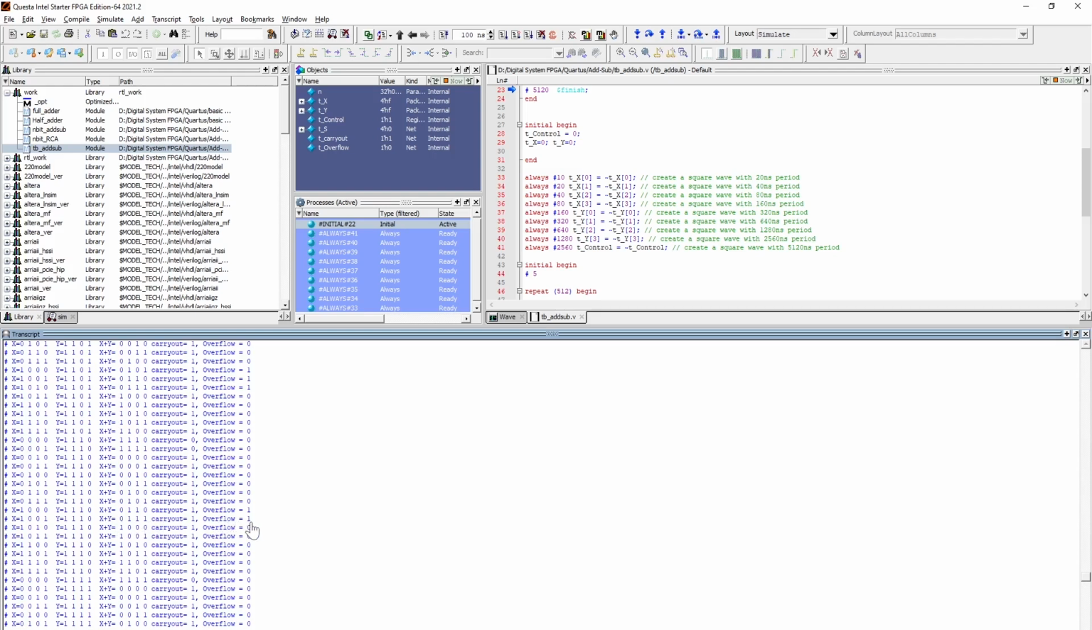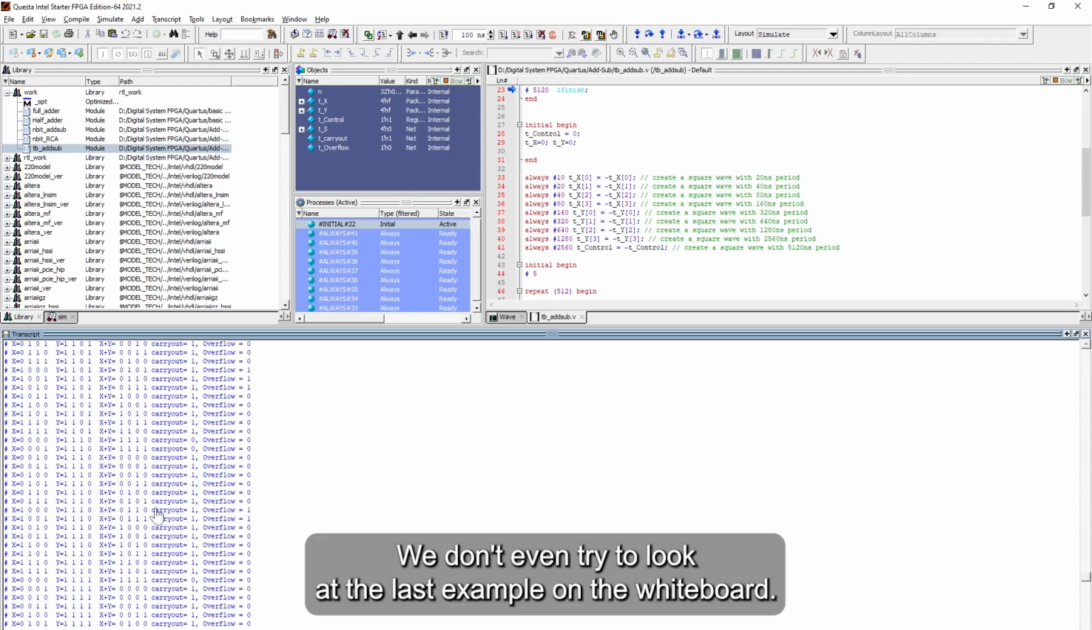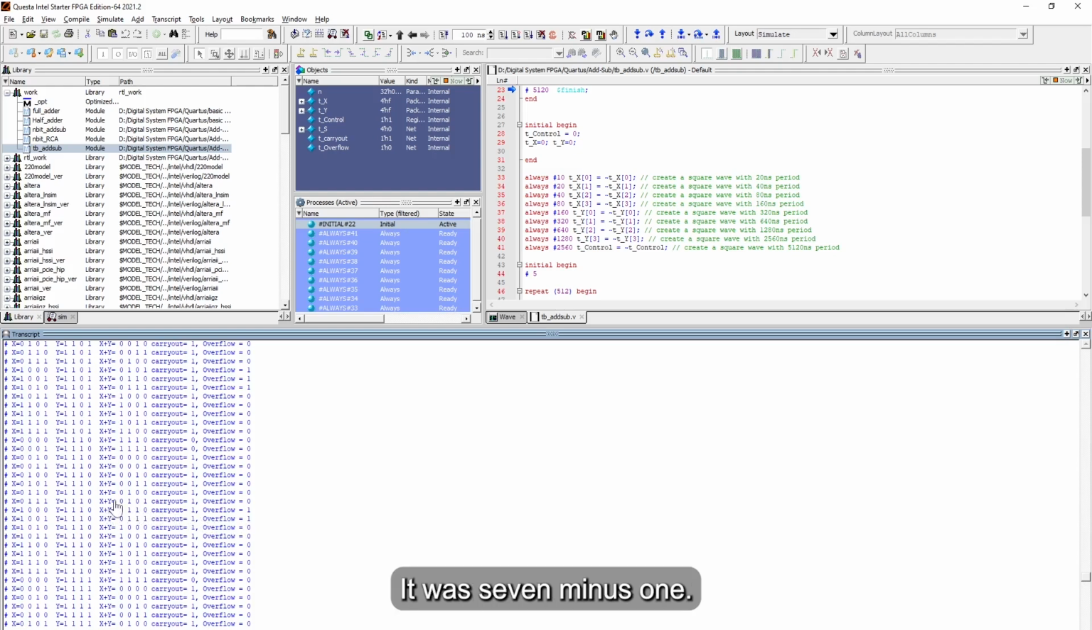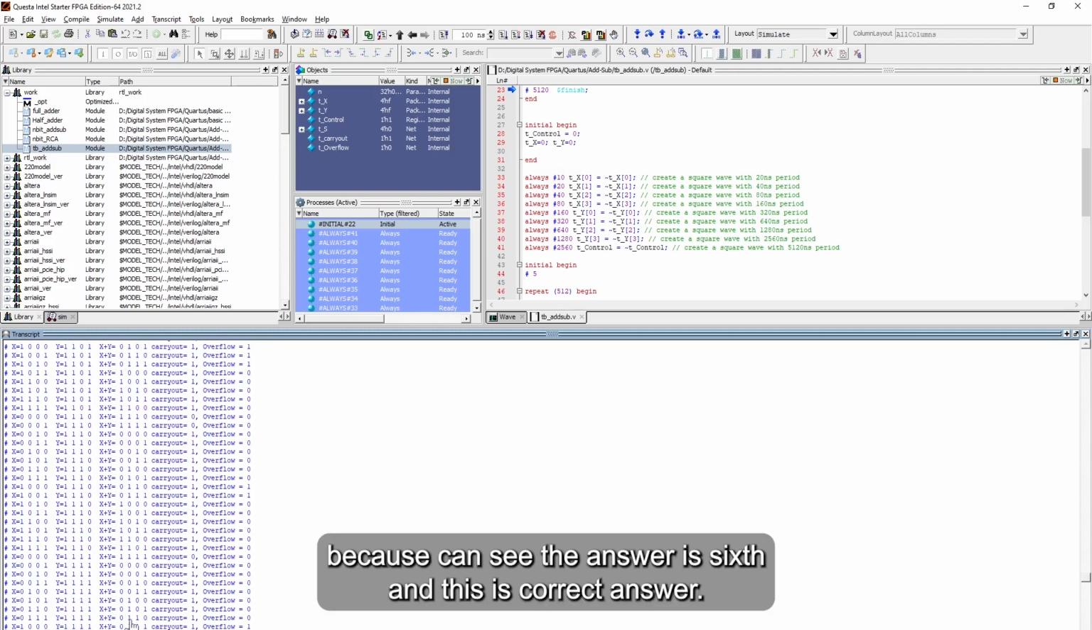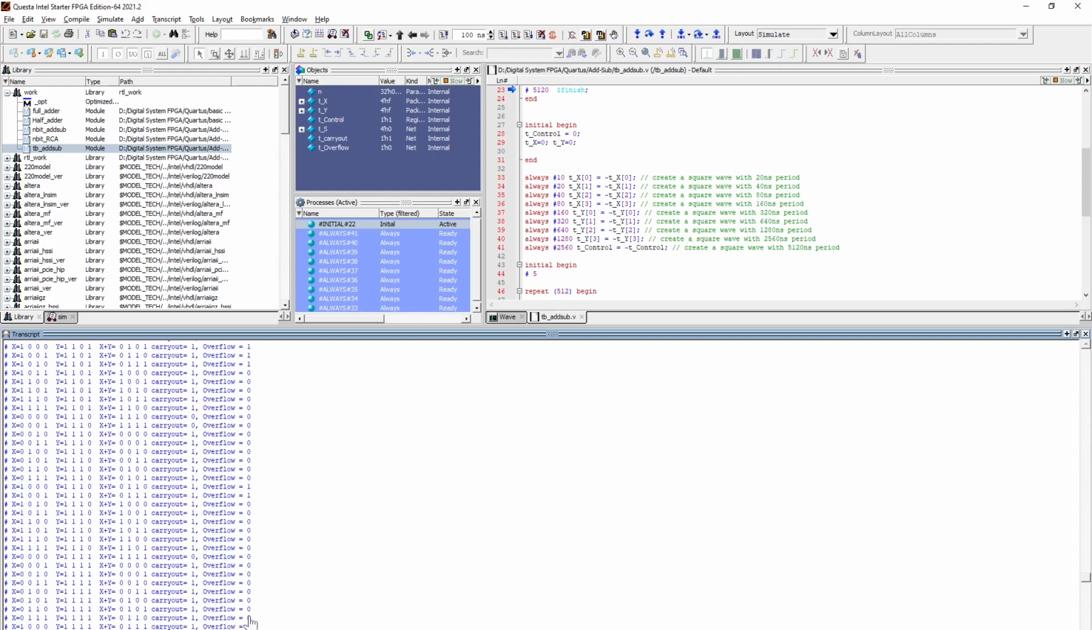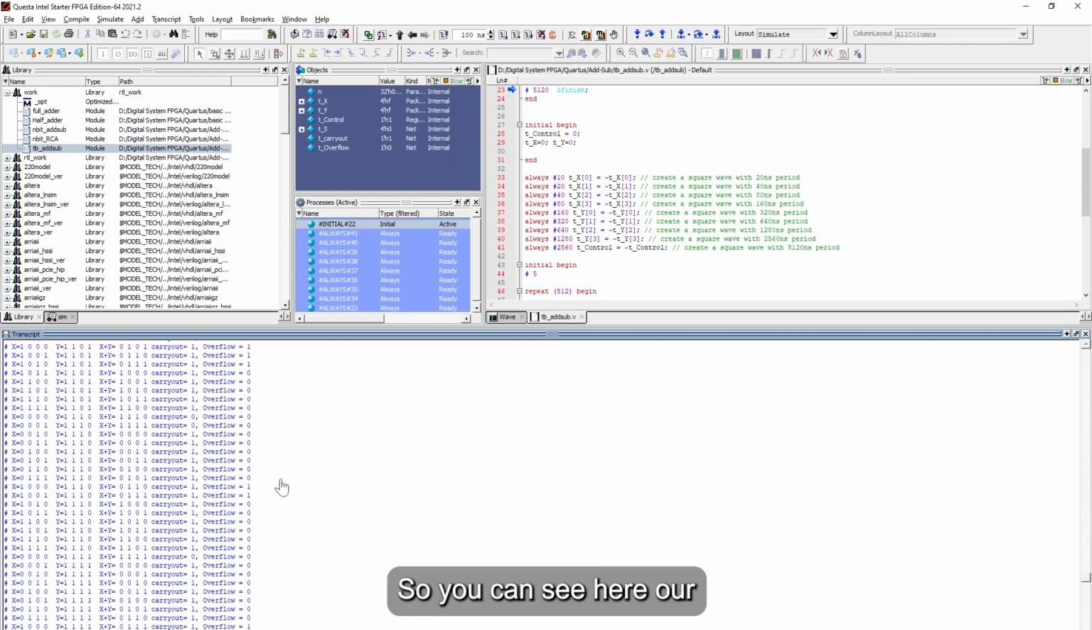detection. We can even try to look at the last example that we did on the whiteboard. It was 7 minus 1. So minus 1 is here. So 7 plus minus 1. You can see the answer is 6, and it's the correct answer. So we can see here our design works correctly.